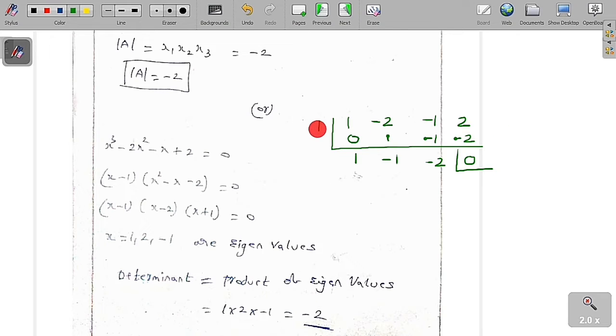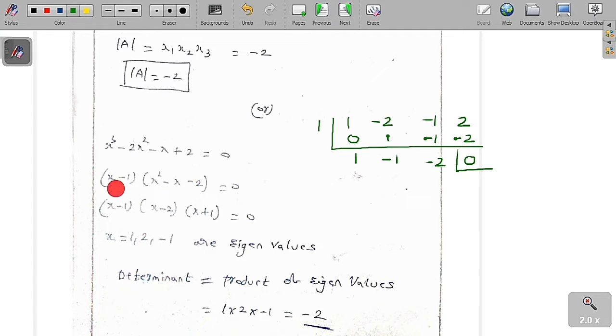Let me assume that 1 is going to satisfy the equation. So if you take 1 here, I take 0 below. 1 plus 0 is 1. 1 into 1 is 1. Minus 2 plus 1 is minus 1. Minus 1 into plus 1 is again minus 1. Minus 1 plus minus 1 is equal to minus 2. Minus 2 into 1 is minus 2. So plus 2 minus 2 is equal to 0. Since we get 0, finally you can say x is equal to 1 is a root.